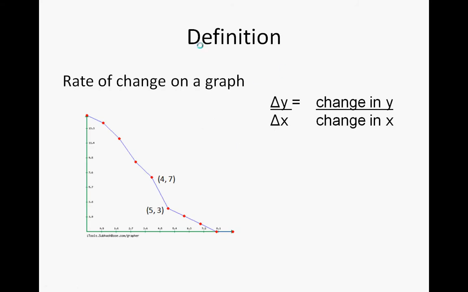Now, yesterday we talked about rates of change, and slope is really just a fancy rate of change on a graph. So if we have the same graph, there's slopes between each of these points, and we can calculate them, and it would be the same thing as calculating the rate of change. We're just going to take the change in y and divide it by the change in x. Change in y divided by change in x.